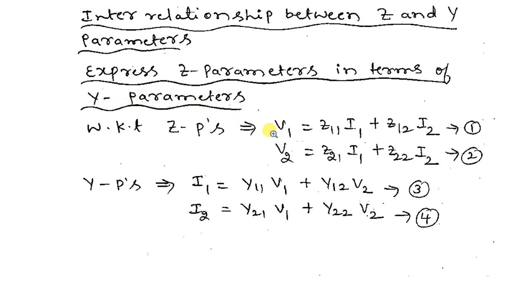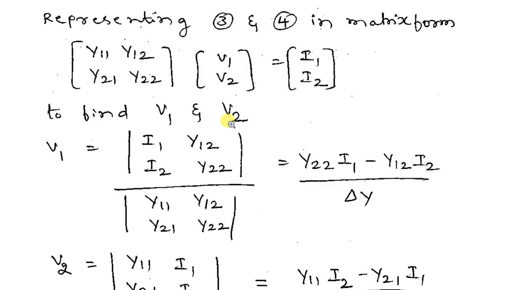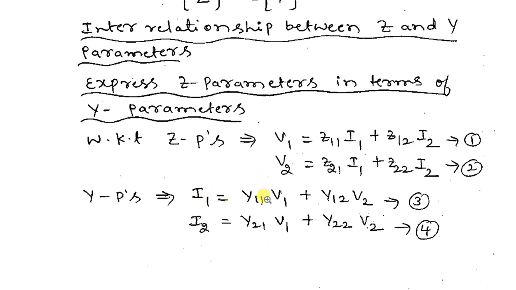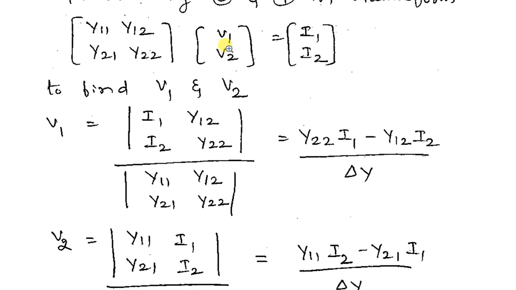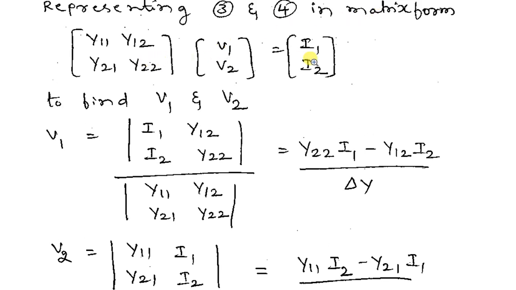So that's why you have to retain the Z parameter equations as they are. Do not touch the Z parameter equations. The Y equations you have to write in terms of a matrix. So express equation number 3 and 4 in matrix form. You are going to get the matrix Y11, Y12, Y21, Y22, times V1, V2 is equal to I1, I2. If you multiply these two, you are going to get the same two equations: Y11 V1 plus Y12 V2 is equal to I1, Y21 V1 plus Y22 V2 is equal to I2. So equations number 3 and 4 are expressed in matrix form.